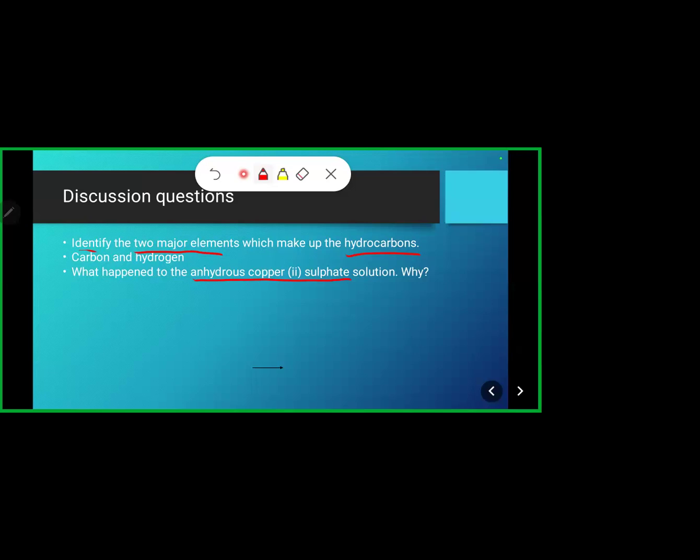The anhydrous copper 2 sulfate turned blue due to the presence of water in the vapor that came out of the burning candle. Okay, thank you. That is very good.